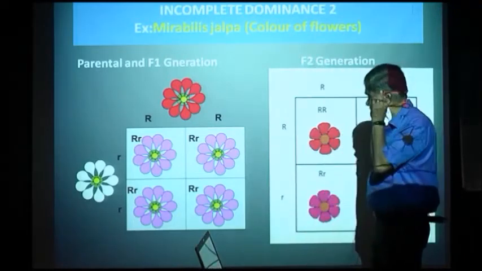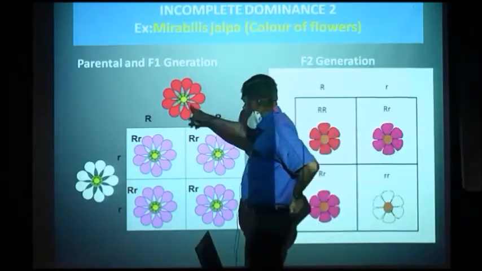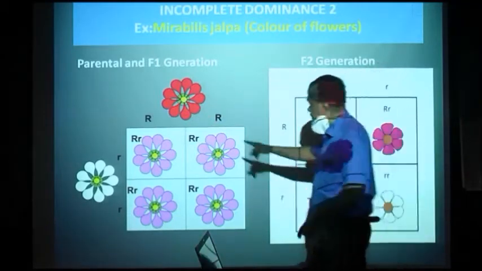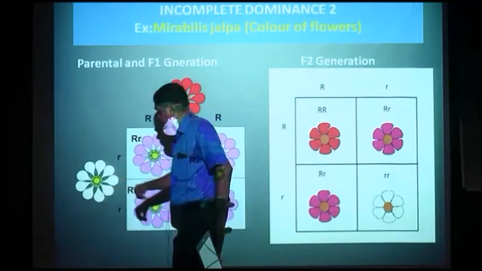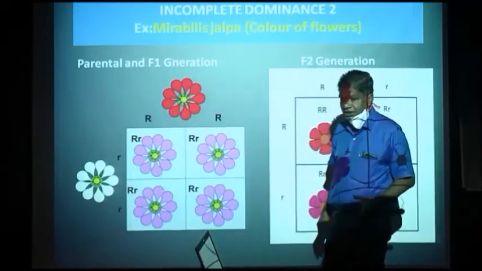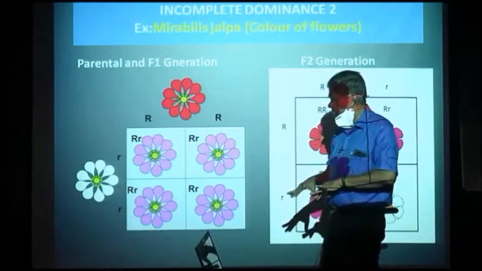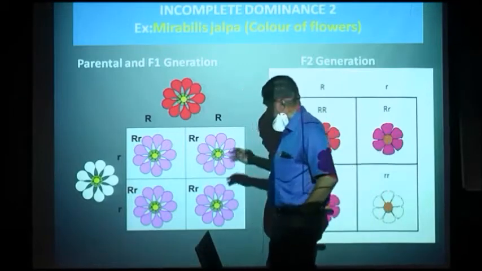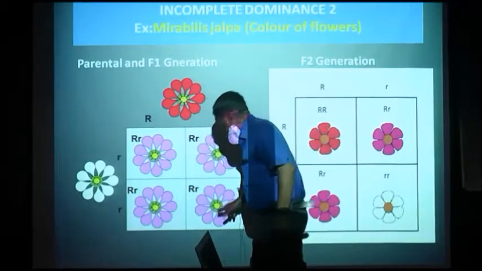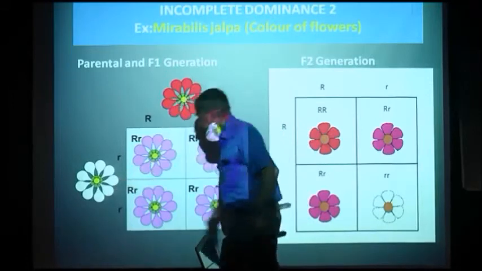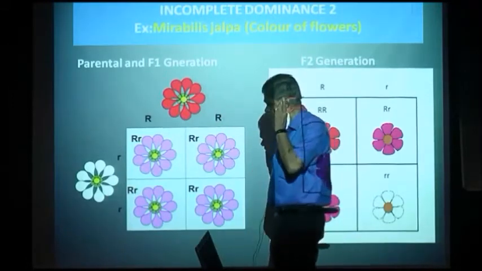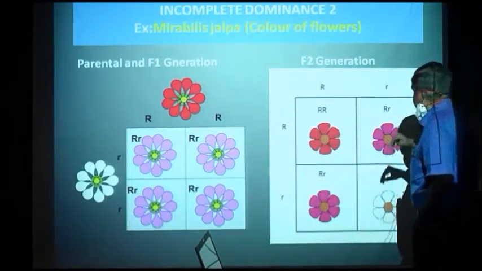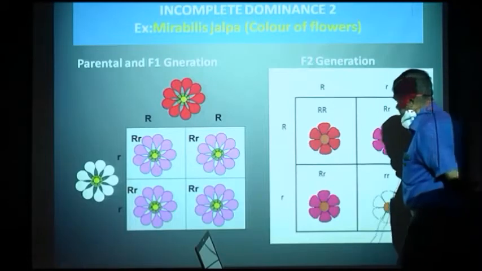Now, in Mirabilis jalapa, you have red flowered plants and white flowered plants. But when red flowered plants are crossed with white flowered plants, surprisingly, instead of getting all red or all white, we get all pink. That is, we get a color which is between red and white. Now, how can we express it? Express it this way after going to the F2 generation.